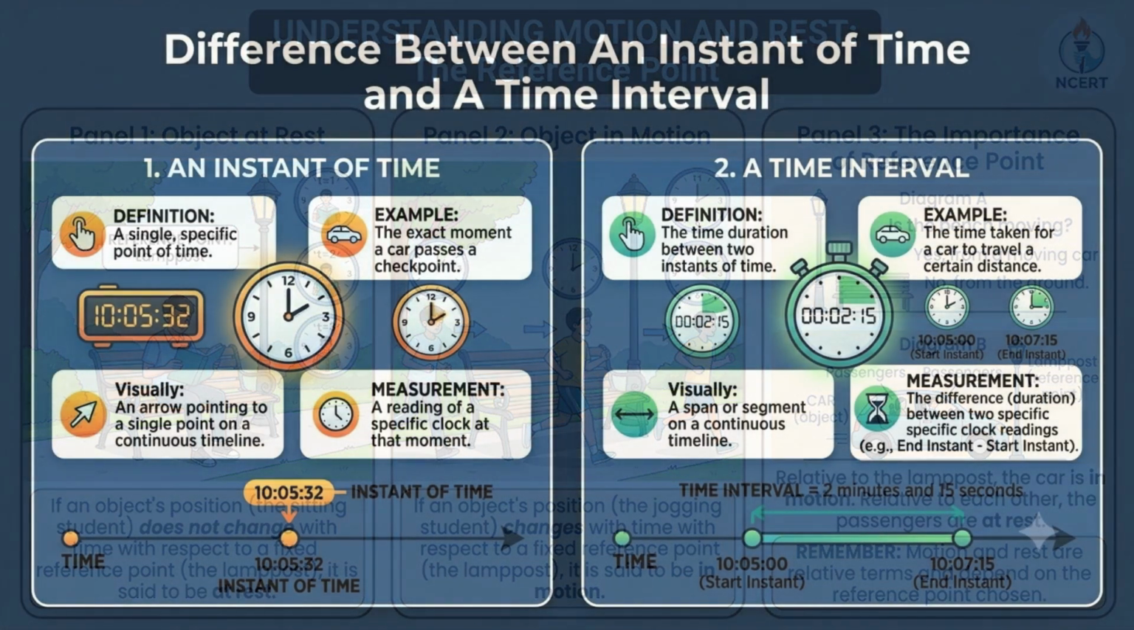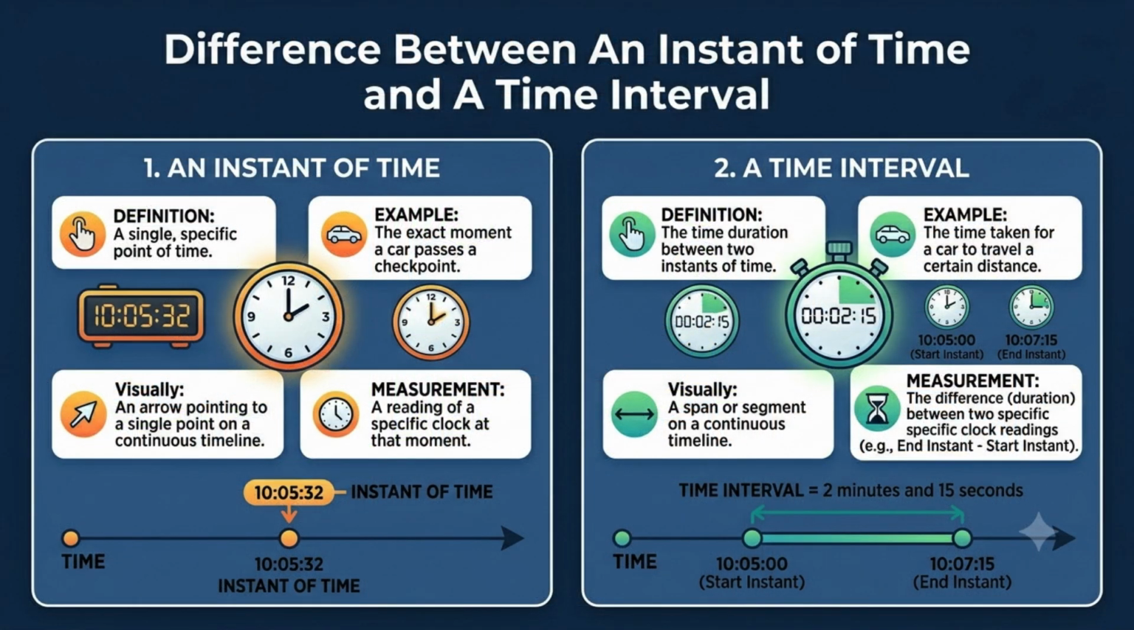Now, let's clear up a common point of confusion. An instant of time and a time interval are actually not the same thing. An instant of time is a single, specific snapshot. It's just a single reading on a clock at a given moment, like looking at your watch and seeing exactly 10:05 am. On the other hand, a time interval is a duration. It's the actual gap or span of time between two different instants. For example, the 2 minutes it takes for a car to travel from start to finish. So, remember, an instant is a single clock reading, but an interval is the time duration between two readings.